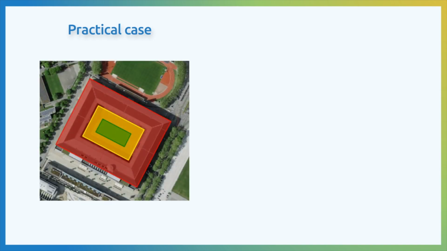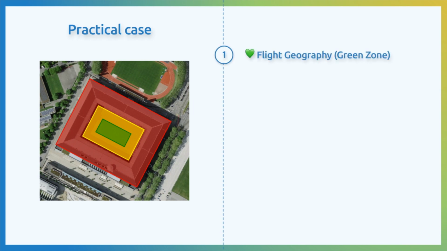Take a look at this picture, and it'll all make sense. Imagine you're planning a drone flight inside a sports stadium. This image shows you how we'd carve out different areas for a safe operation within the stadium. Flight geography, green zone. This is where we plan the flight, and we use normal procedures here. Contingency volume, yellow zone. This is our backup zone, and we apply abnormal procedures here to bring the aircraft back into the planned flight area.